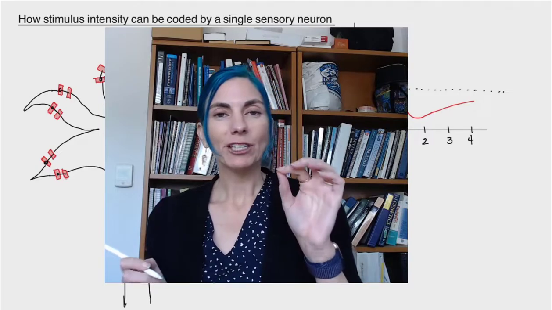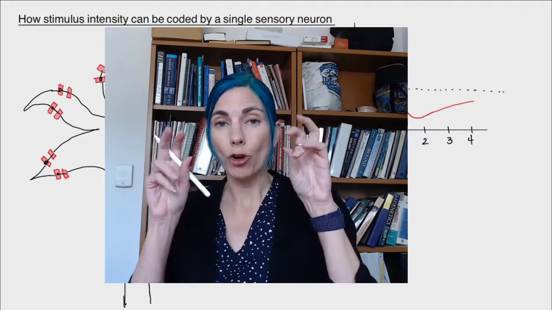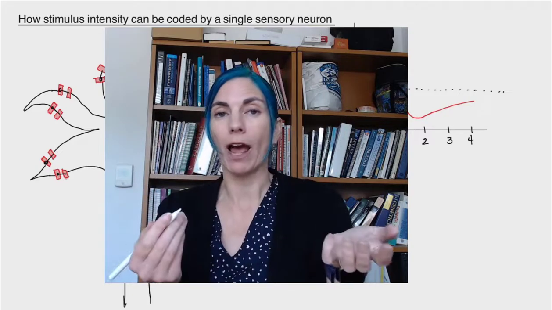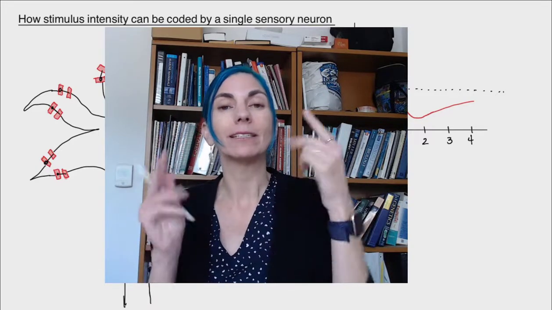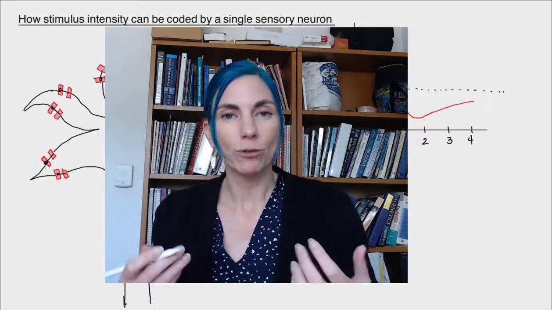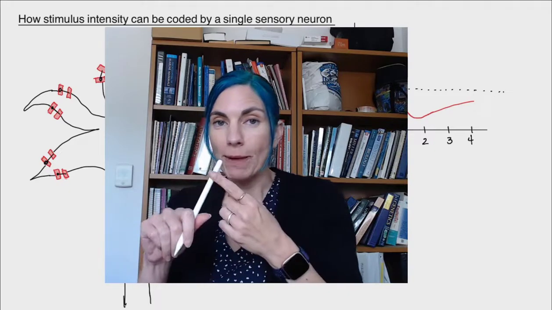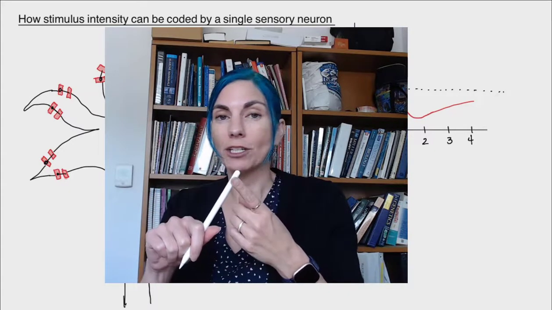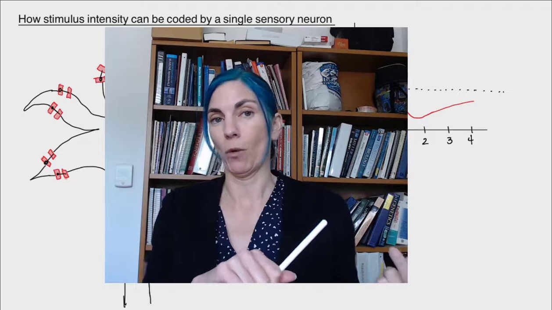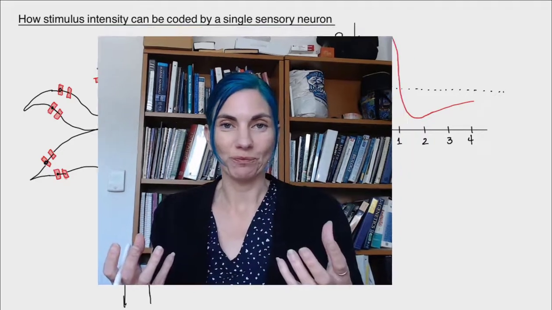Now the same sensory neuron is able to convey that to the brain as this is a harder touch. So it's the same neuron conveying that the stimulus is stronger, the pressure is stronger. How do they do that? How does one neuron convey to the brain that not only are you being touched, but you're being touched with more force than you were before? And so that's the premise of this particular lecture.